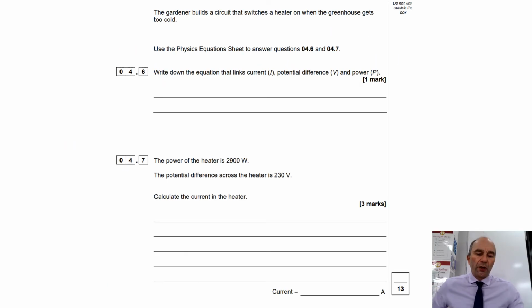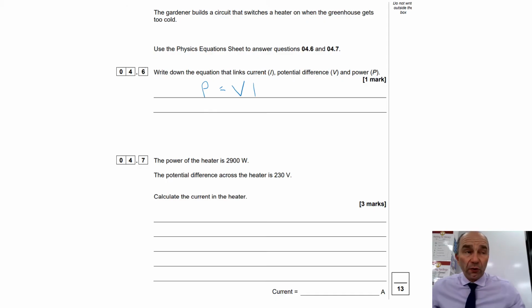Now the gardener builds a circuit that switches a heater on when the greenhouse gets too cold. Now it's asking us to use a physics equations sheet to answer the next 2 questions. Now that's likely to change for next year because you'll be expected to know these formulas, learn these formulas as things stand at the minute. Now this one, you just have to remember that power equals potential difference times current.